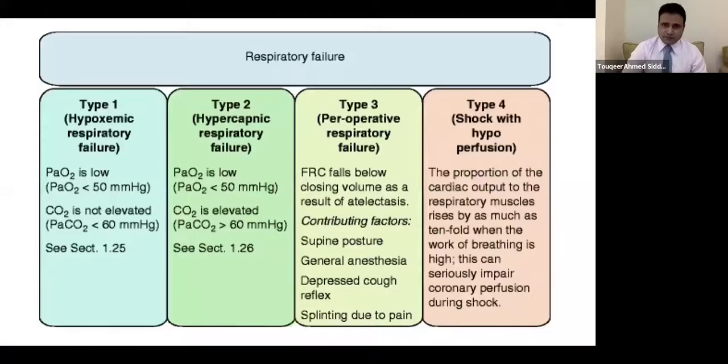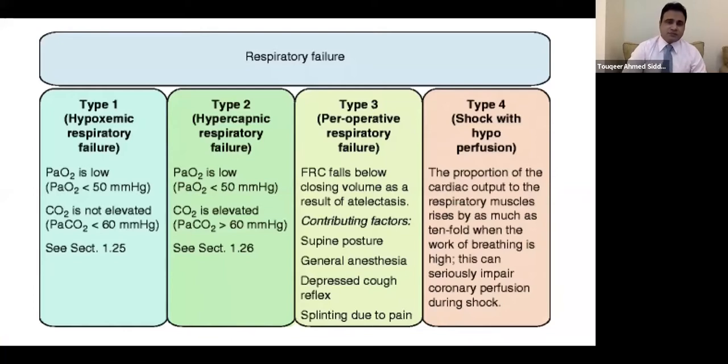Now, types of respiratory failure. People normally consider only two types of respiratory failure. There are actually 4 types of respiratory failure. Type 1, 3, and 4 are hypoxic respiratory failures. Type 2 is hypercapnic respiratory failure. Now, what happens is that the PaO2 is low in all the 4 types of respiratory failure. The only difference is PCO2 is raised in type 2 respiratory failure.